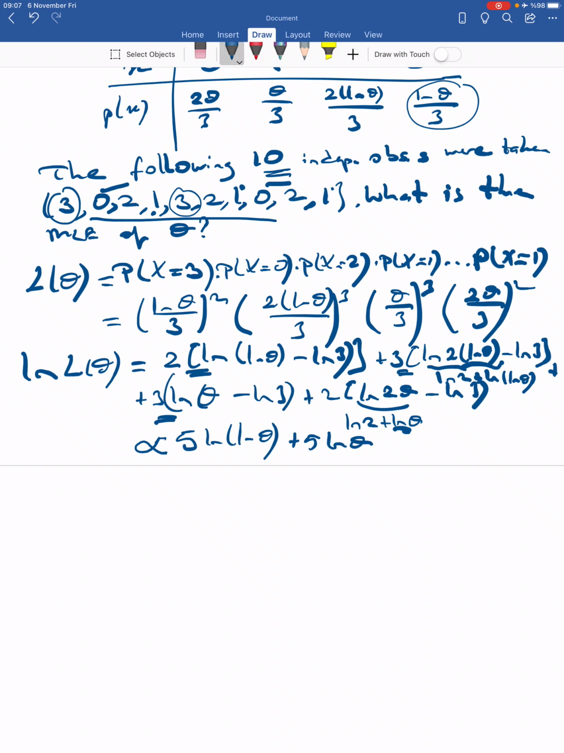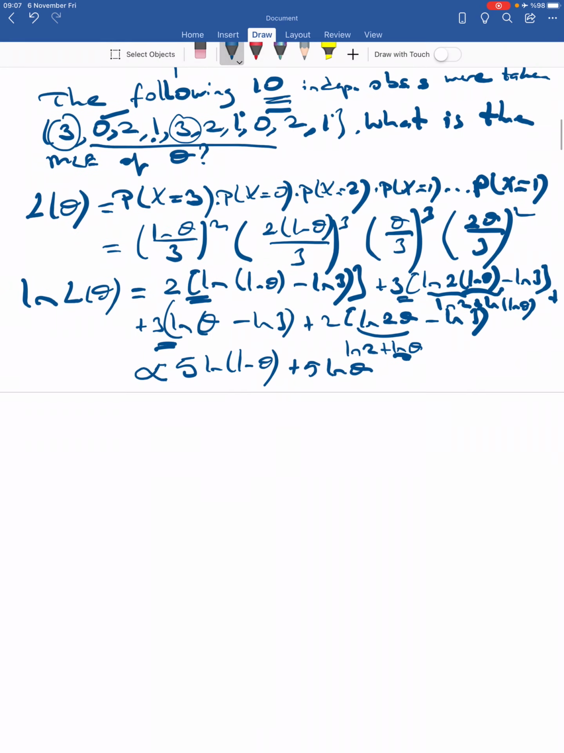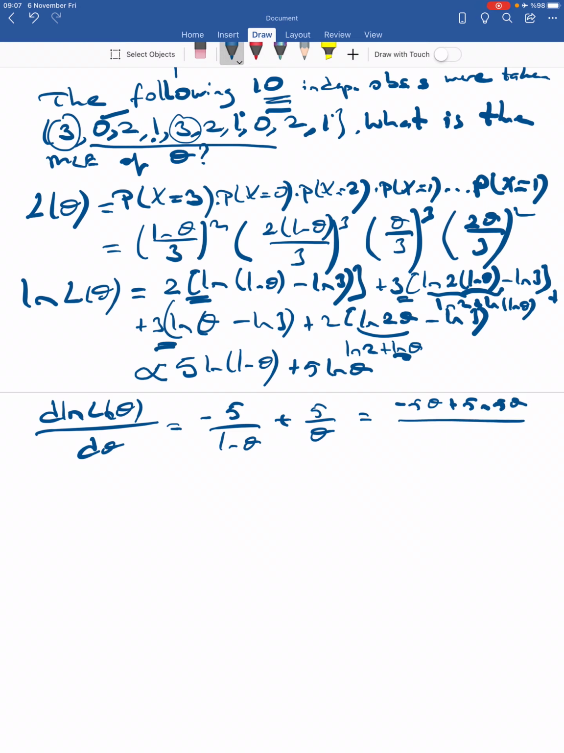Okay, so let's try to find the maximum point, d ln L(theta) over d theta. We have minus 5 over (1 minus theta) plus 5 over theta. So we have (minus 5 theta plus 5 minus 5 theta) over theta(1 minus theta), equate this to 0. So we will have 10 theta equals 5, so theta should be 1 over 2. Put a cap. Okay. So we have to check the second derivative also. When we do the second derivative, let's see. So we have positive values.